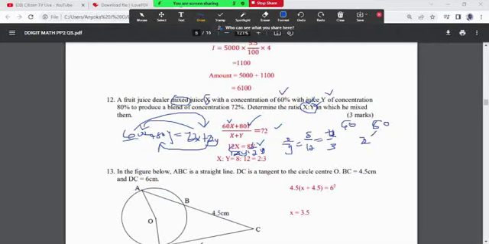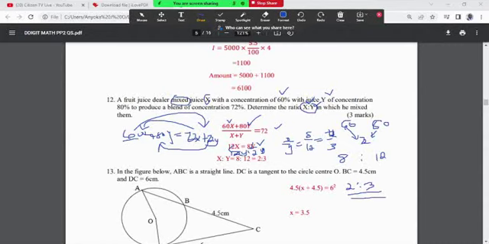If we subtract diagonally, 80 minus 72, we get 8. Subtract diagonally, 72 minus 60 is 12. And this is the ratio X is to Y. So 2 is to 3. This one is the Pearson square method.